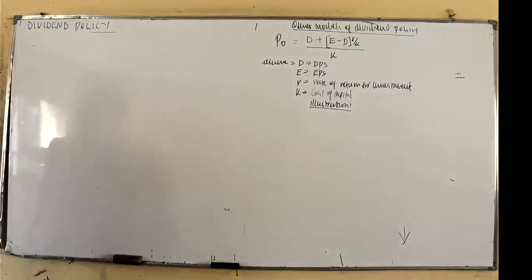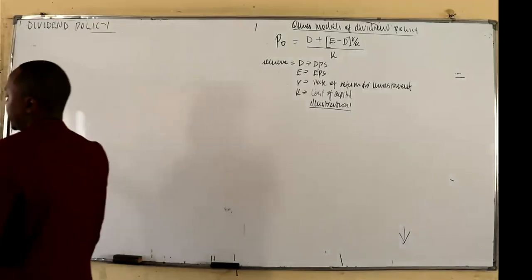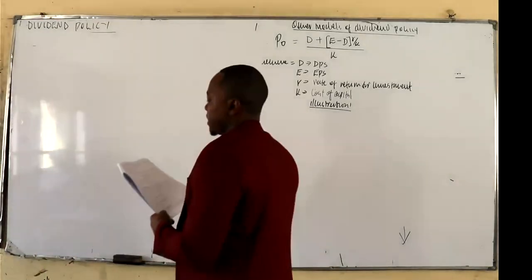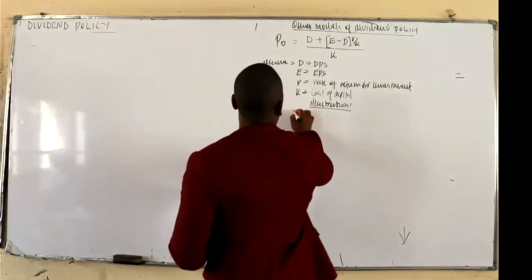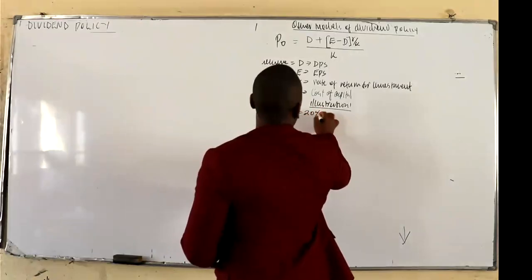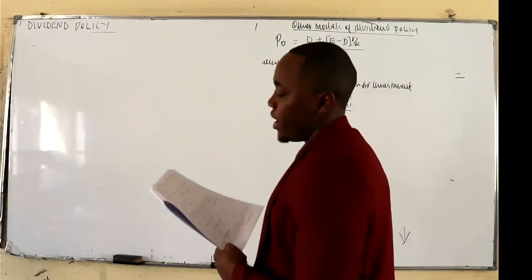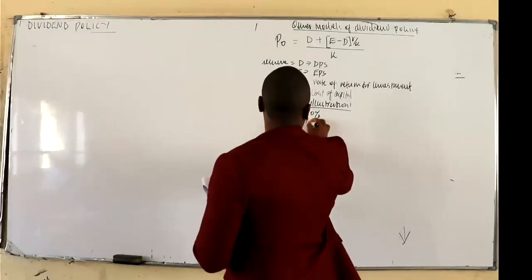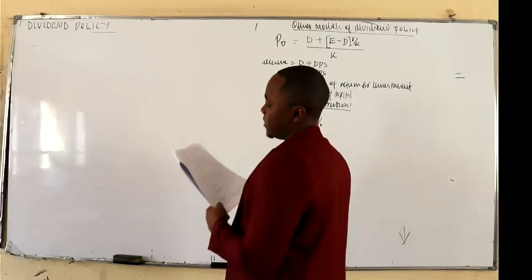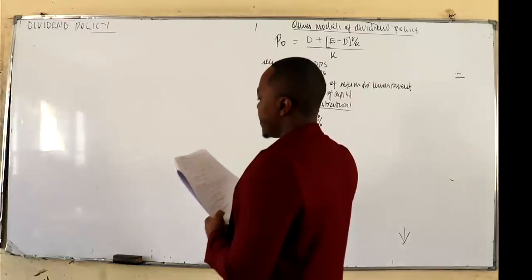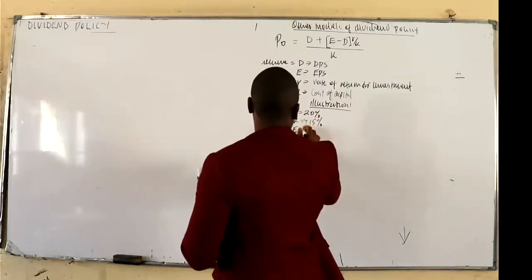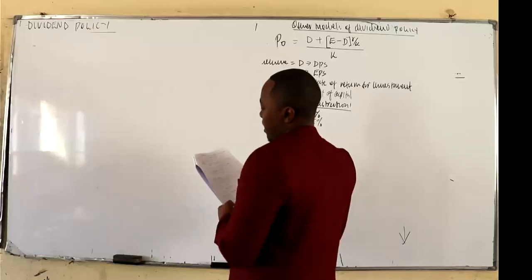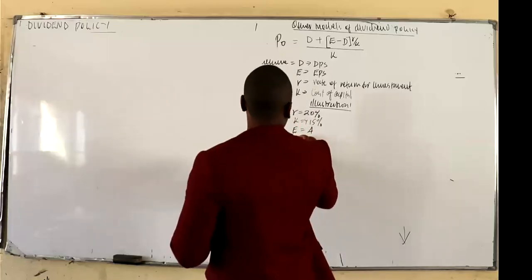You are provided with the following information from the books of JM Limited. The rate of return on investment, R, is 20%. The cost of capital, K, is 15%. Earnings per share is 4 shillings, and the dividend per share is 2.5.